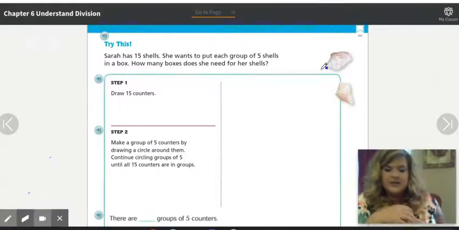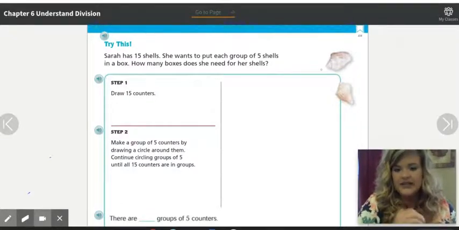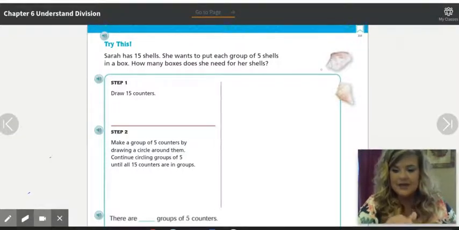At the top it says Sarah has 15 shells, and she wants to put each group of 5 shells in a box. So for the groups she's making, we know we're going to put 5 per box. We don't know how many boxes. How many boxes does she need for her shells? Before you look at the steps, I want you to think in your head. I know Sarah has 15 shells, and I know she wants them in groups of 5. So how would I solve this?